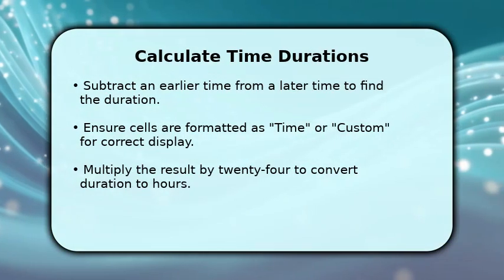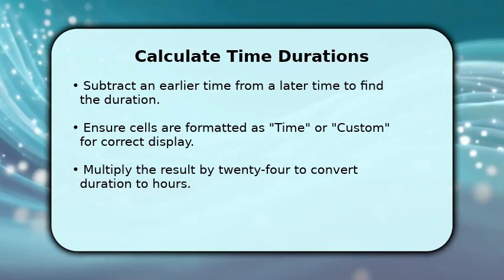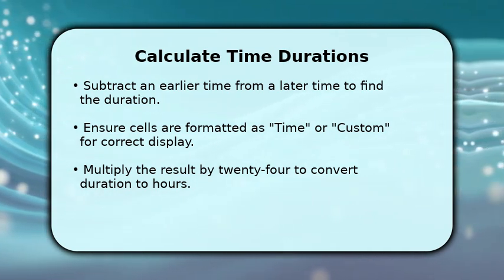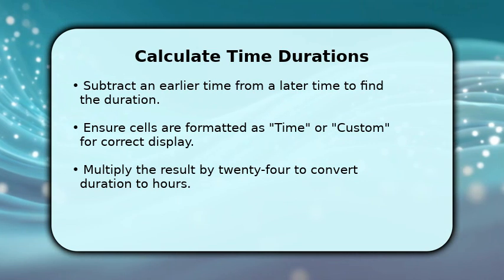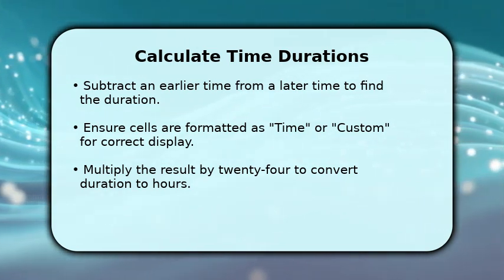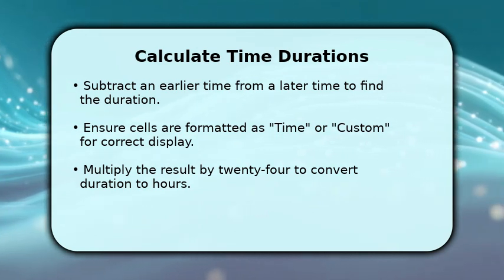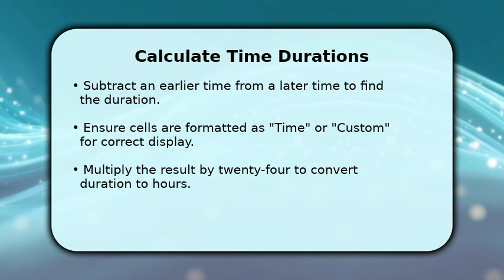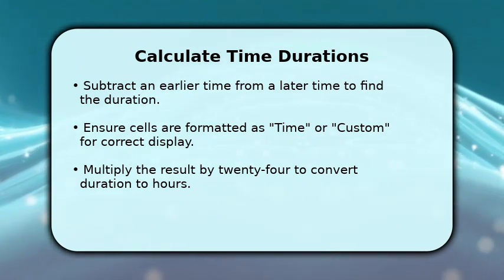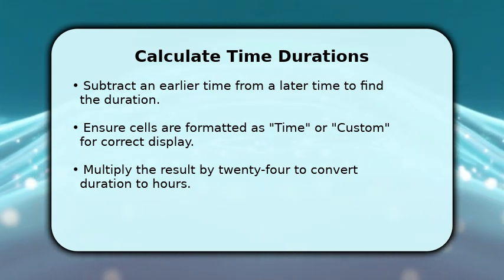Now, let's explore how to calculate the duration between 2 times in Excel. Simply subtract the earlier time from the later time to get the difference. For instance, if you have a start time in cell A1 and an end time in cell A2, the formula equals A2 minus A1 will yield the duration. Remember to format the result cell appropriately, perhaps as elapsed time or custom, to see the duration clearly. To convert this duration into total hours, multiply the result by 24.